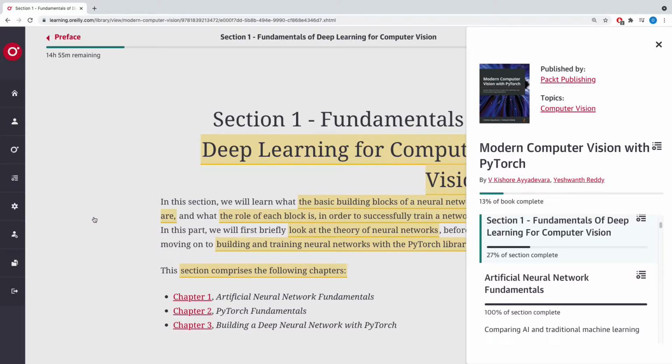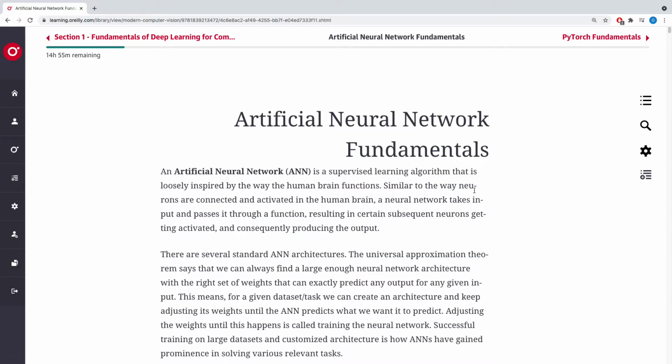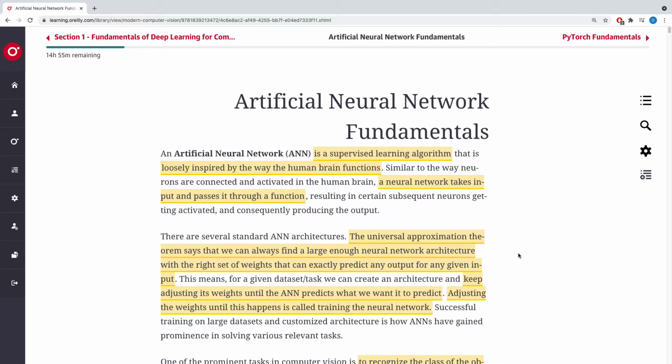Okay, so in this session we'll talk about the fundamentals of deep learning for computer vision, and we look at first the artificial neural network fundamentals, PyTorch fundamentals, and building a deep neural network with PyTorch. So let's look at the first part, which is artificial neural network.